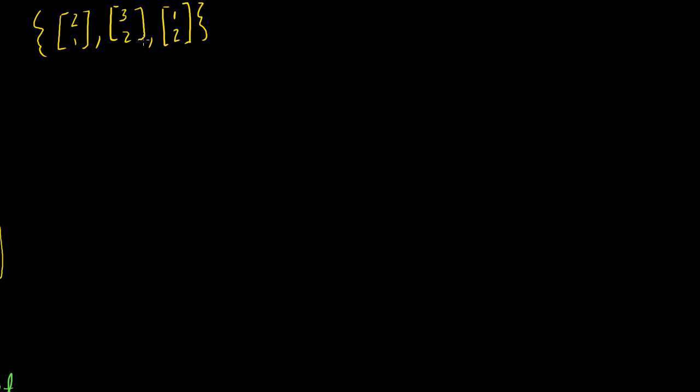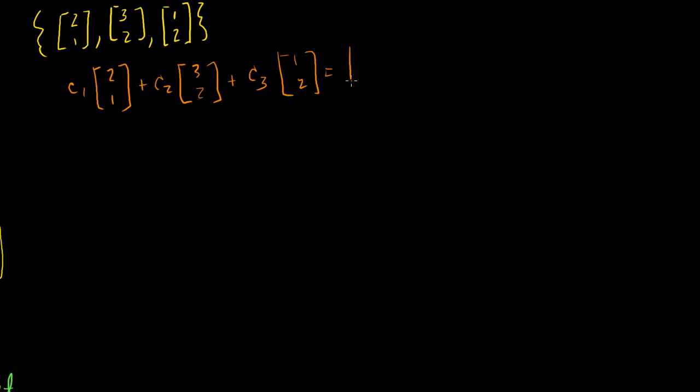In order for them to be linearly dependent, there must be some set of weights that I can multiply these guys by. So c1 times this vector plus c2 times this vector plus c3 times that vector will equal the 0 vector. And if one of these is non-zero, then we're dealing with a linearly dependent set of vectors. And if all of them are 0, then it's independent.